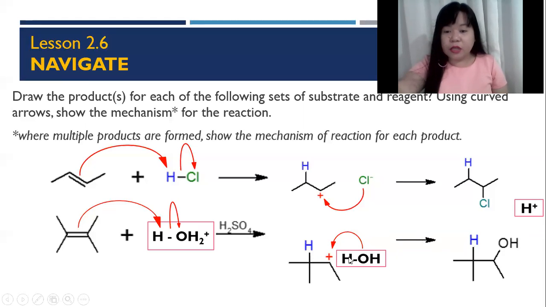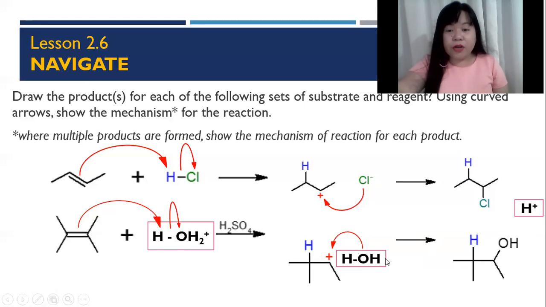Okay, so here's just a closer look at H2O. The electrons actually come from the lone pair here in oxygen, attacking the carbocation here. And only the OH part gets attached because the H plus gets released anyway. Okay, so this is what actually happens in real scenarios.